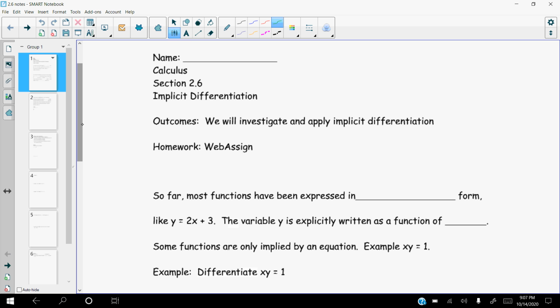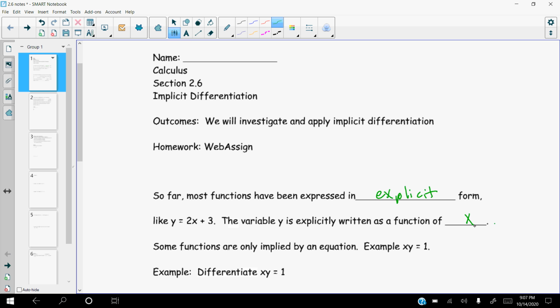So far, the functions that we've had have been expressed in what's called explicit form. Meaning, like y equals 2x plus 3, the variable y is explicitly written as a function of x. Basically, we can solve that for y as a function of x. Some functions are only implied by an equation. An example of that might be xy equals 1.